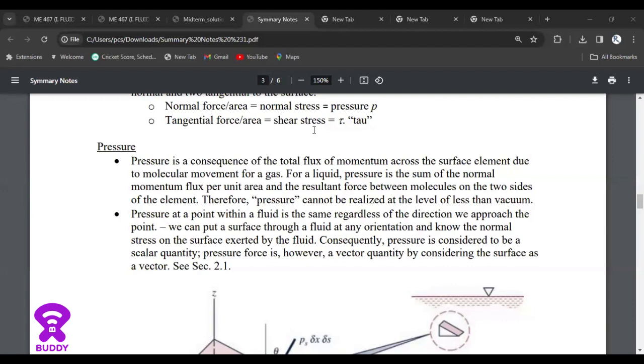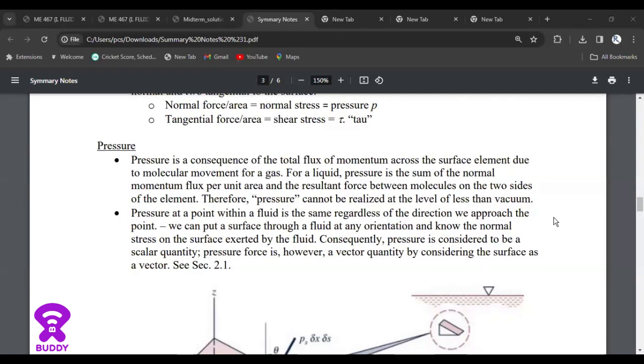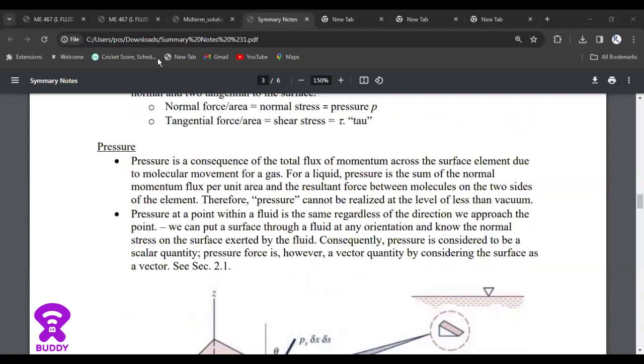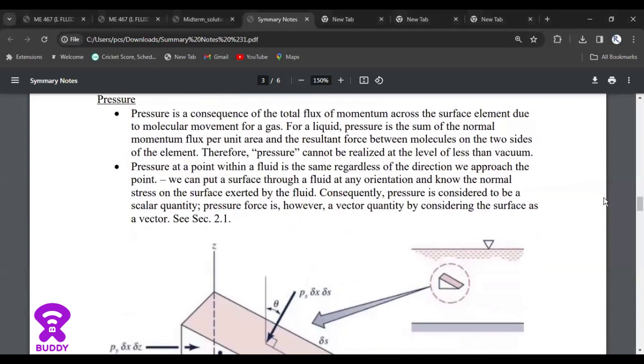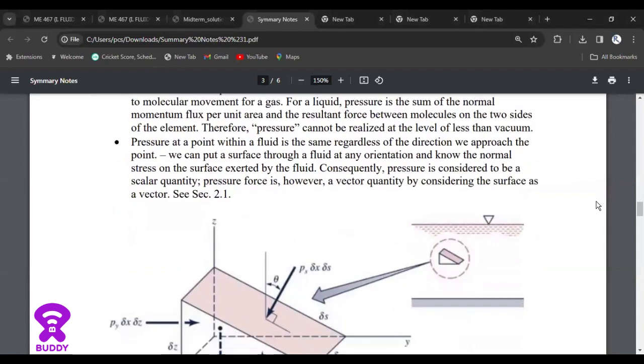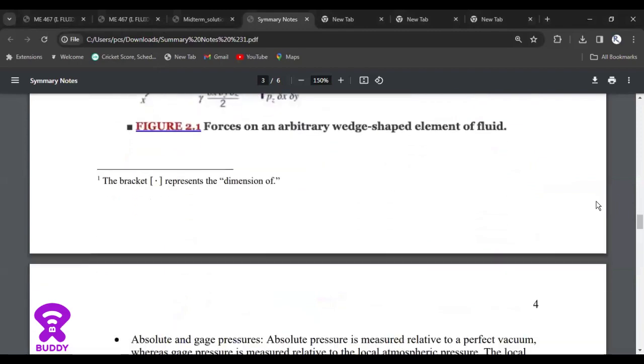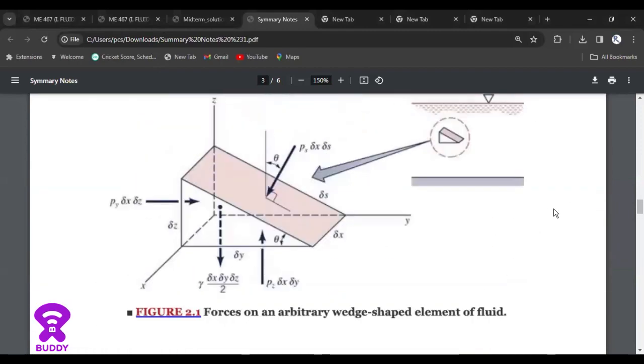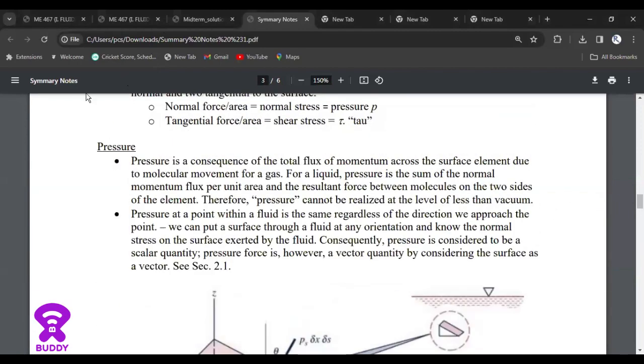See, whenever we have any fluid element, let me show the example figure which they have given. You can see here, pressure is a consequence of the total flux of momentum on a surface element due to the molecular movement of the gas. Here you can see. Okay, let me explain in very simple language. There is a fluid element.